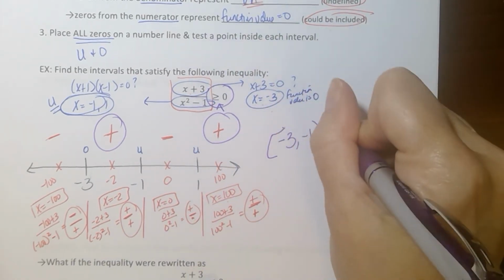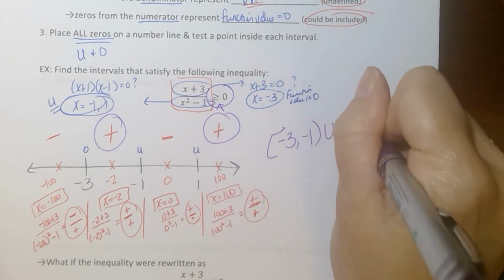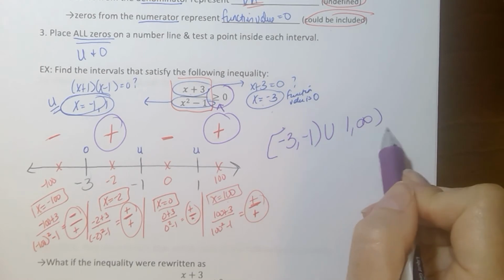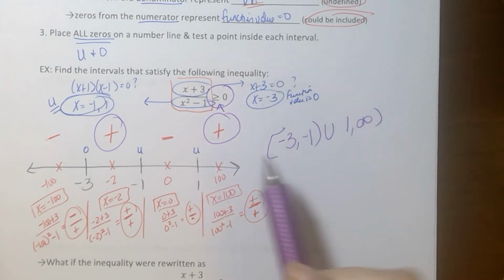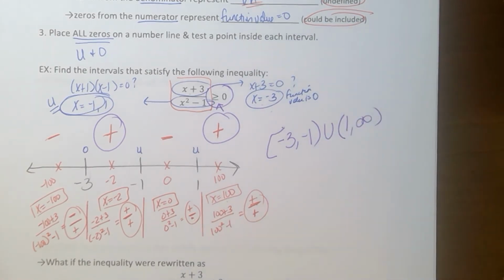The other interval that I'm going to include is this end that starts at 1 and goes to positive infinity. Well, positive infinity is always a curved parenthesis. This boundary is undefined, so it has to be curved as well.